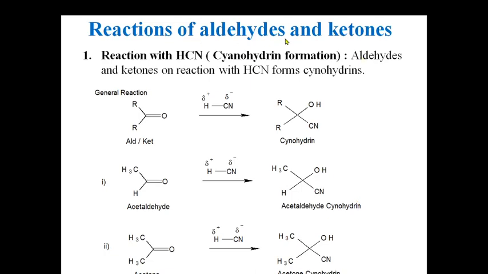Now let's see some reactions of aldehydes and ketones. So first reaction, reaction with hydrogen cyanide, that is cyanohydrin formation. So carbonyl compounds on reaction with HCN form the corresponding cyanohydrins. So suppose this is the aldehyde or ketone, and if you are reacting with HCN, so I have shown the partial polarities here. Hydrogen has the partial positive charge, cyanide a partial negative charge.